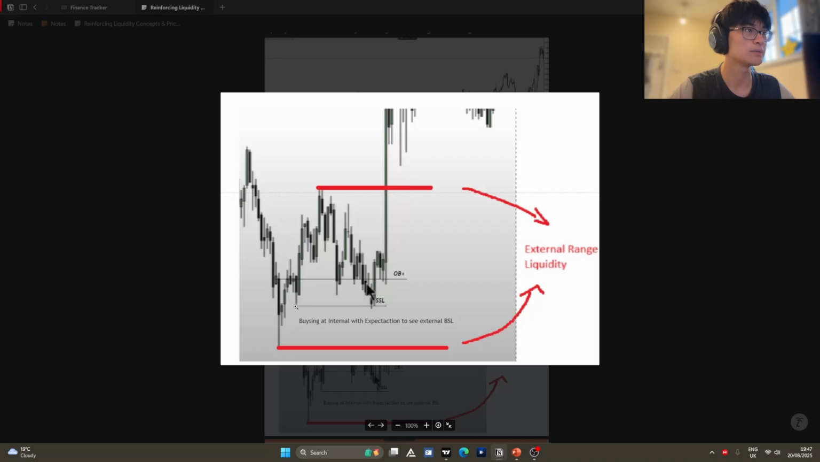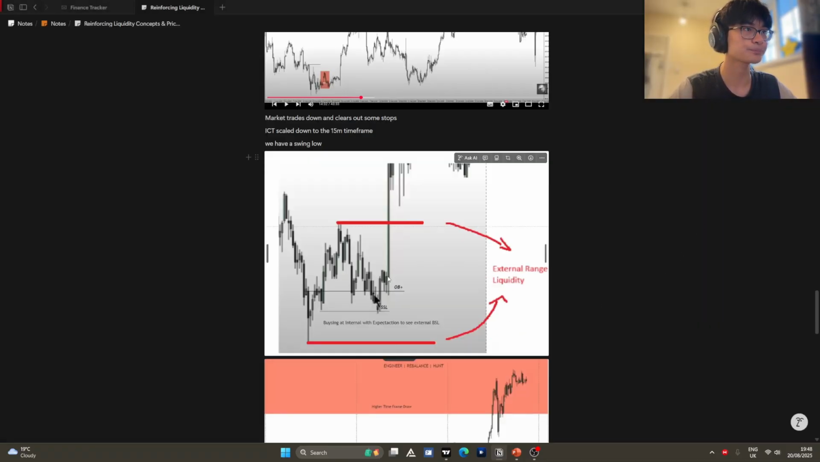Go into liquidity, sell side liquidity. You get an order block here, and then we tap into the order block again, and we come higher. We also use this order block here and trade higher off of that.